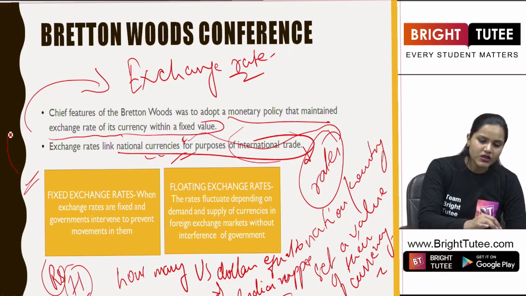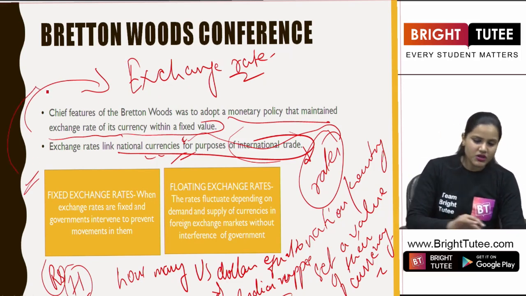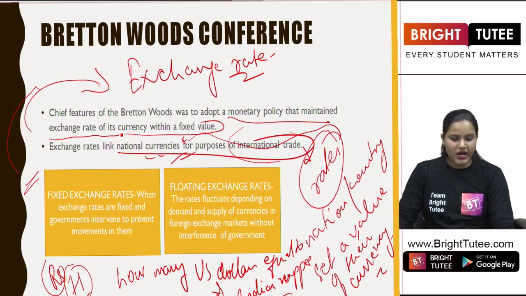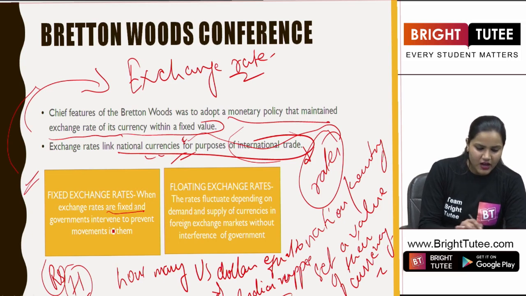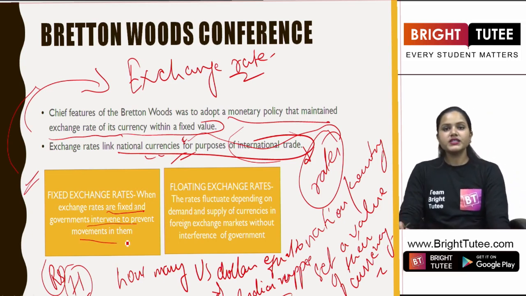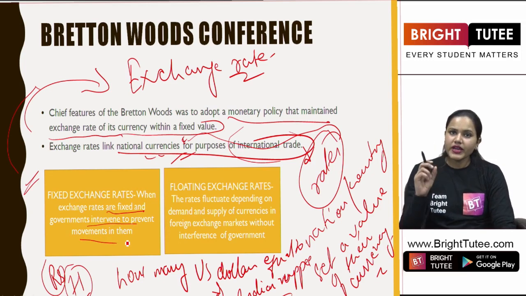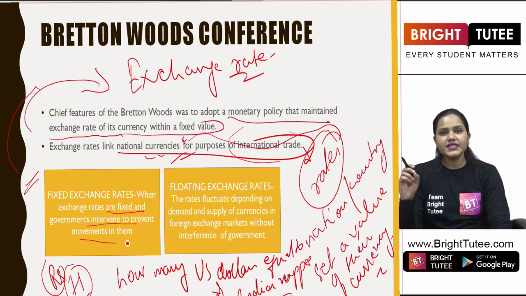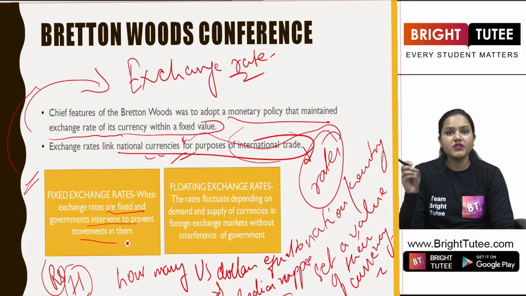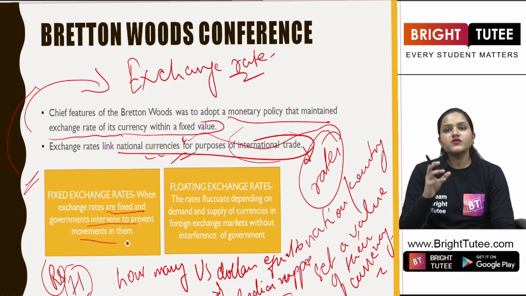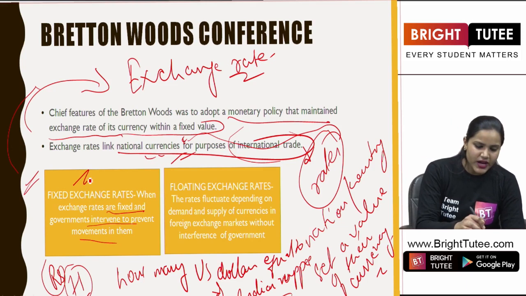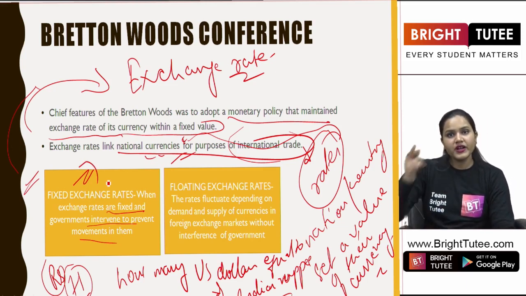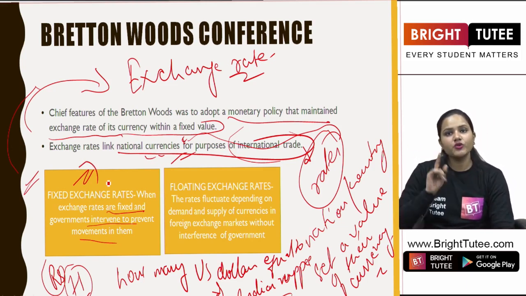Now when we are talking about the Bretton Woods institutions, they worked on this fixed exchange rate, right? So exchange rates are fixed and governments intervene to prevent movements in them. Basically, when we are talking about fixed exchange rate, it means that the currency's value has been fixed. One country has fixed the currency value with the other country's currency. The government has fixed that. So this is known as the fixed exchange rate at which the international business is going to take place.